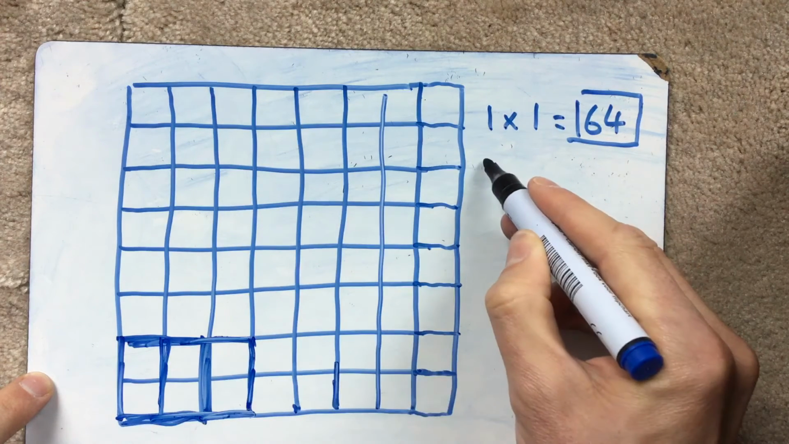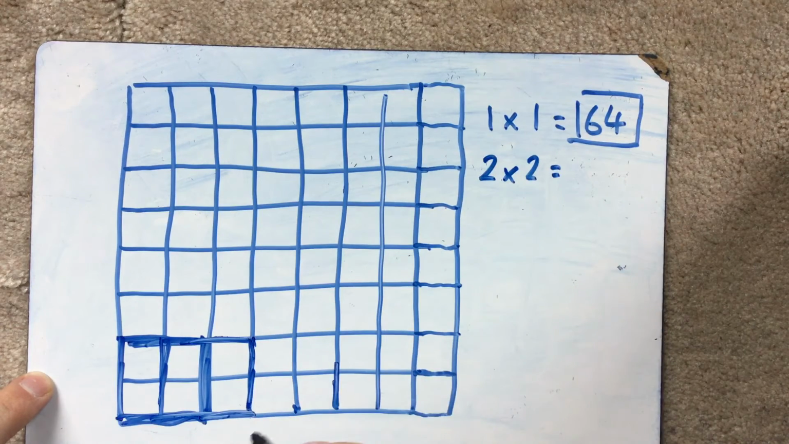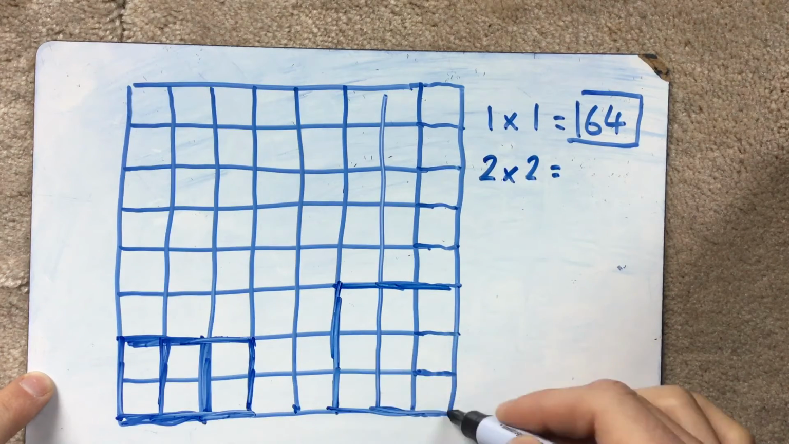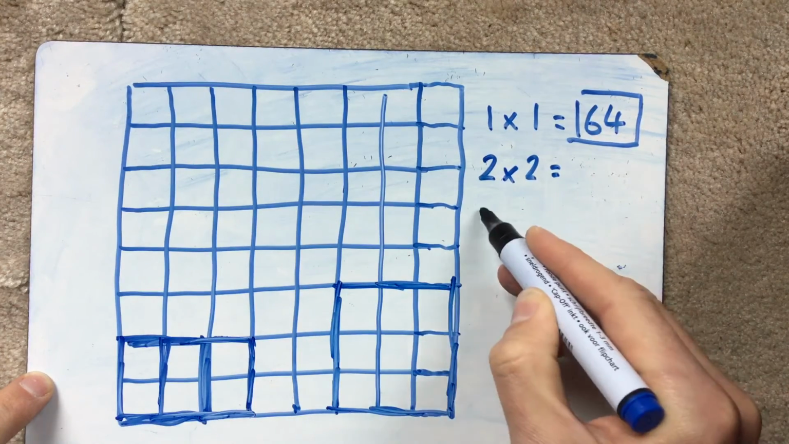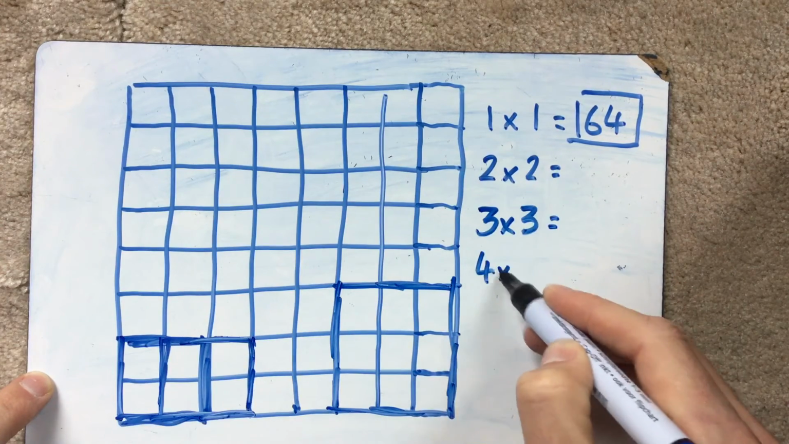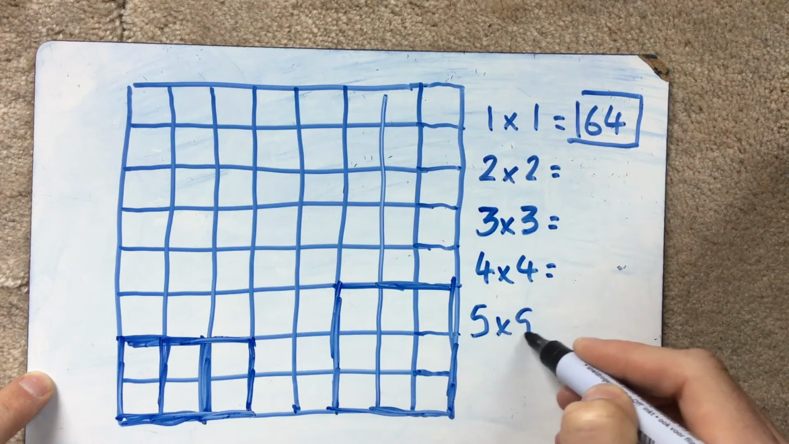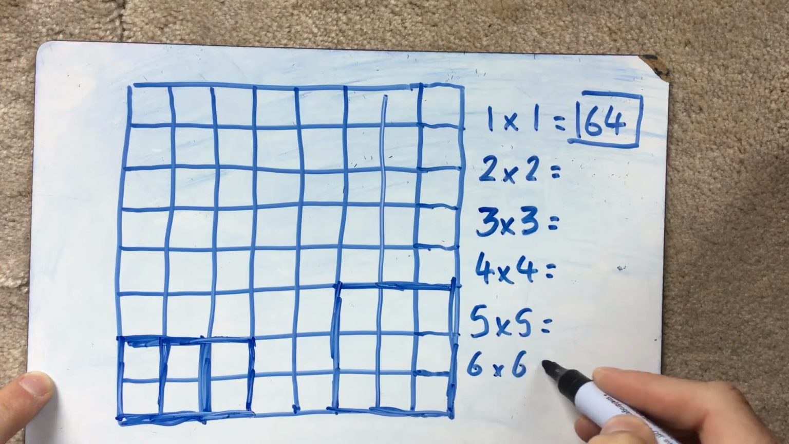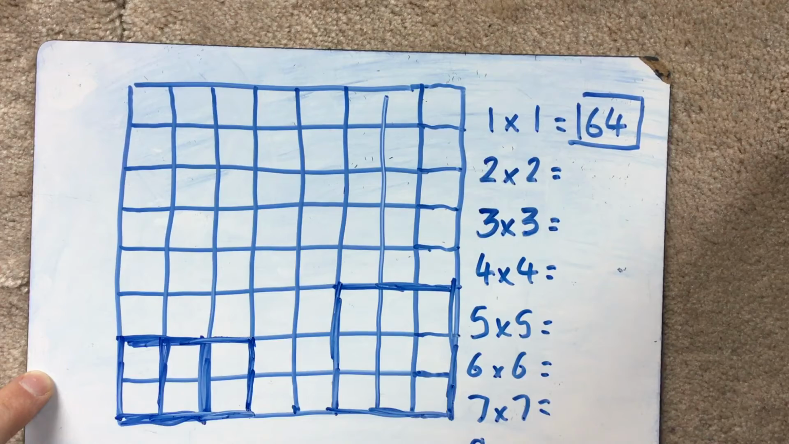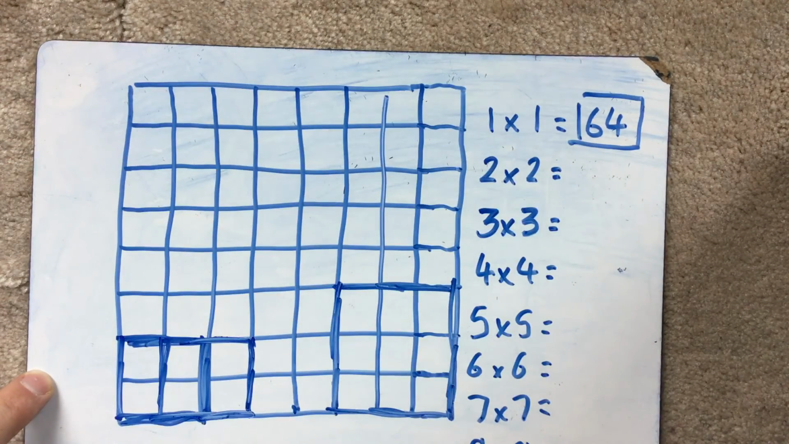Okay, if you can work out the number of 2 by 2 squares, and then if you look closely here, you can see there are 3 by 3 squares, and there's more than one of them. And then obviously you'll probably be working out already that there are 4 by 4 squares, 5 by 5 squares, 6 by 6 squares, 7 by 7 squares, and then finally there is one big 8 by 8 square.